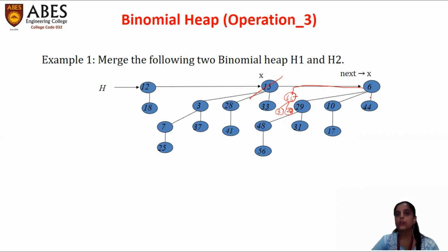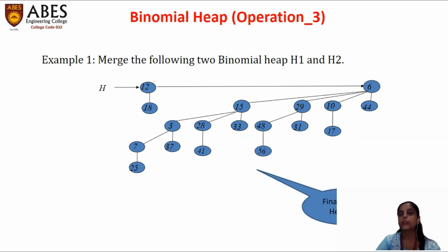Right? Now, this particular binomial tree will become of the order B4 and this particular binomial tree is of the order B1. So we have two binomial trees of different degrees. So all the properties are fixed. There is no violation in the binomial heap. So we can stop our process here. And this is our resulting binomial heap. This is our final binomial heap. So in this way, we're going to solve the questions of binomial heap union operation.